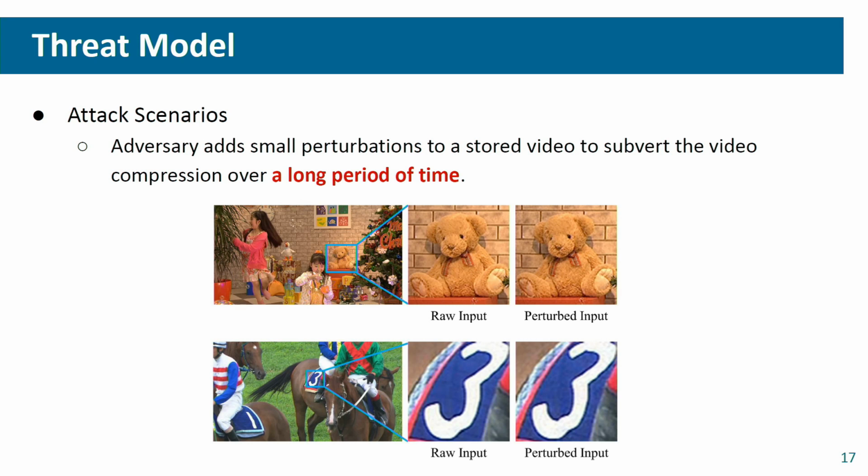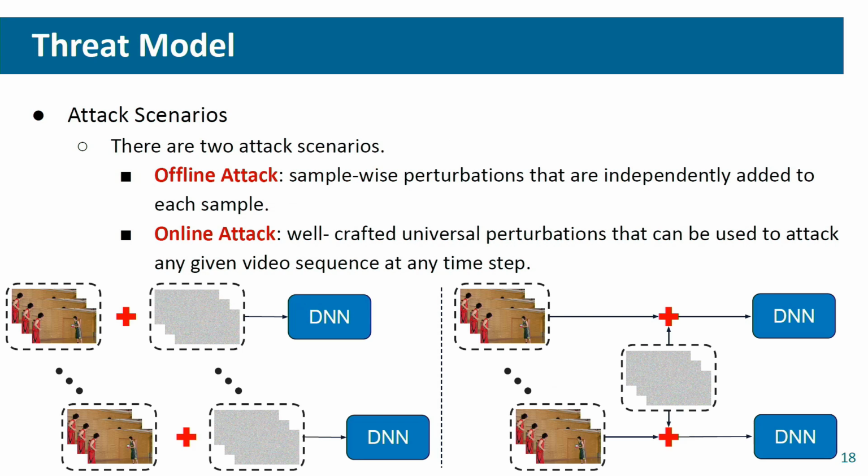The figure shows the difference between the raw input video and perturbed input video. As we can see, our perturbations for the input video have extremely similar noise magnitude that remains stealthy to the human eye. Here we consider two attack scenarios, which are offline and online attacks.